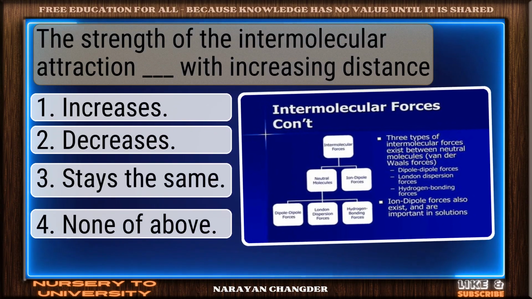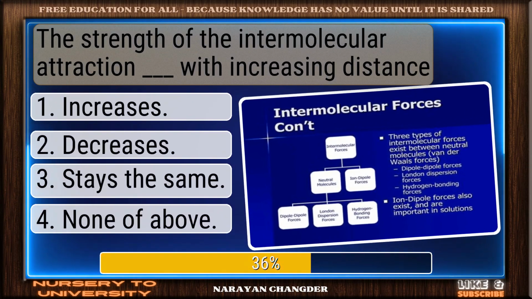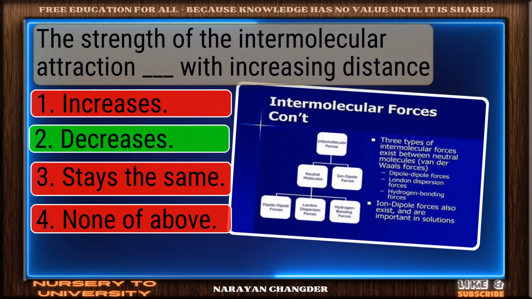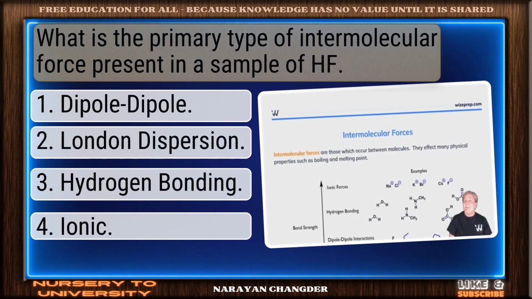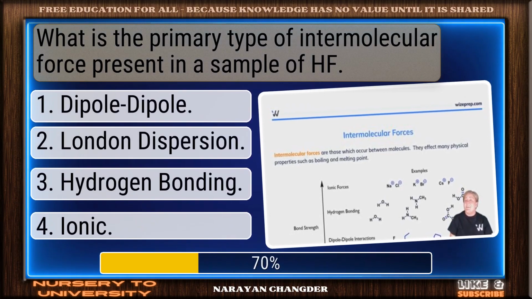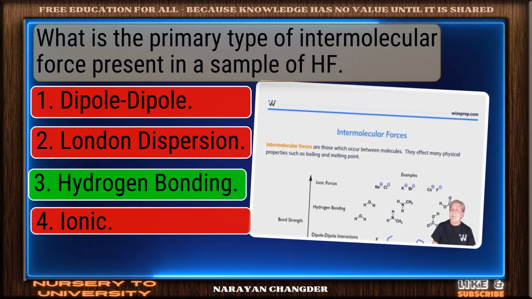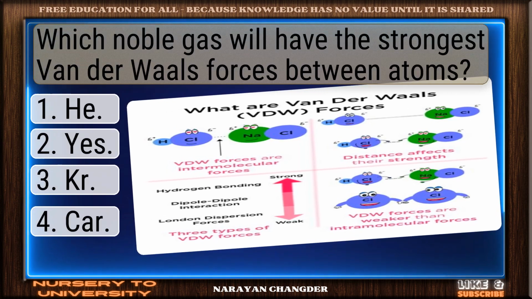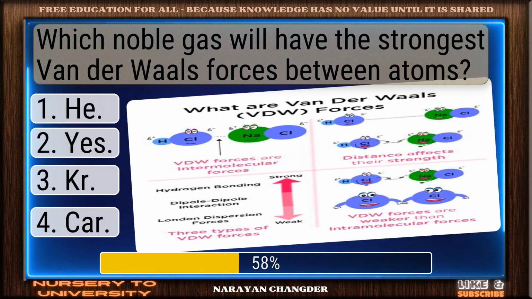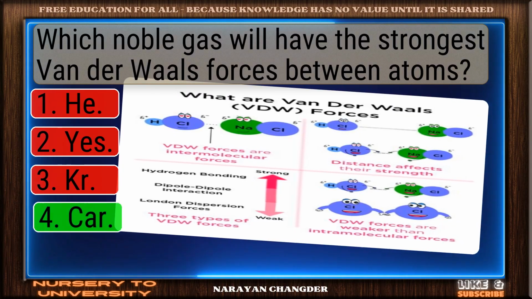The strength of the intermolecular attraction dash with increasing distance. Smart move. Decreases is an accurate answer. What is the primary type of intermolecular force present in a sample of HF? Great job. Hydrogen bonding is the accurate answer. Which noble gas will have the strongest van der Waals forces between atoms? Excellent choice. Kr is the right answer.